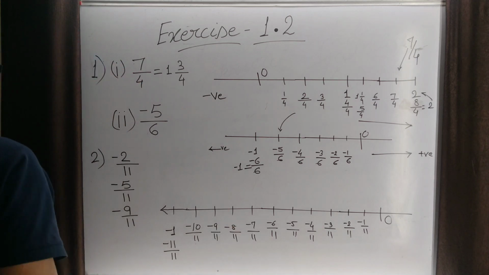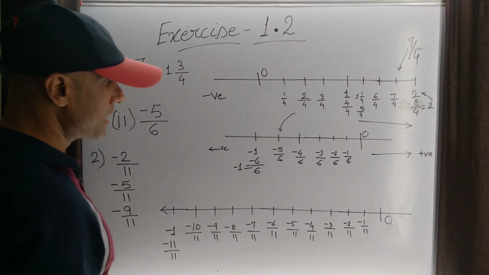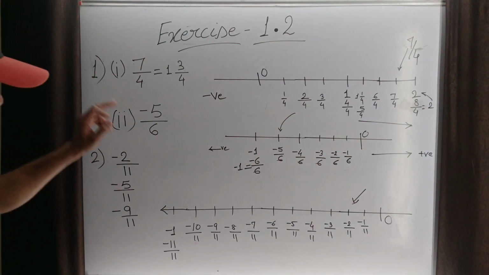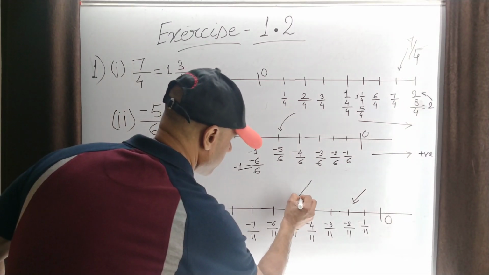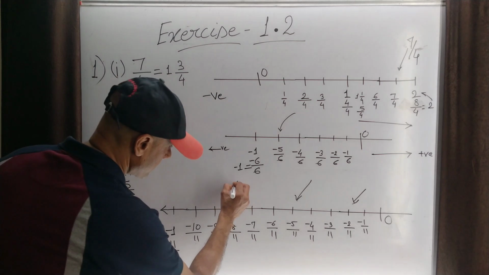Correct? So let's see where all these numbers are located. We want minus 2 by 11, here it is. We want minus 5 by 11, here it is. We want minus 9 by 11, here it is.